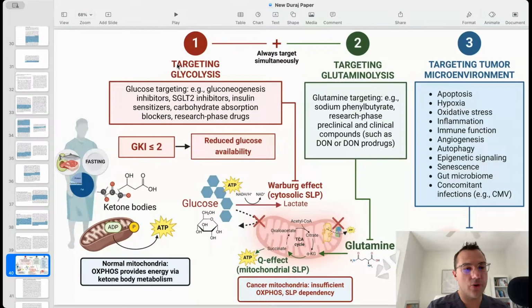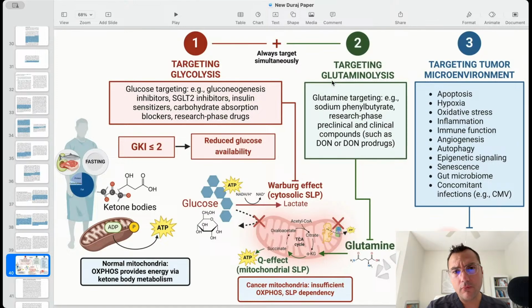So obviously the first step is getting your GKI less than 2 through ketogenic diet, fasting, etc., and reducing glucose availability just by diet, fasting, and food, right? Then they're saying adding in particular inhibitors, and that could be SGLT2 inhibitors, insulin sensitizers, carbohydrate absorption blockers, research-based drugs. I actually think there are a lot of things you can add in there, because there are a lot of things that can block glucose and glutamine, or glucose in particular, from a natural perspective. But I'll digress.